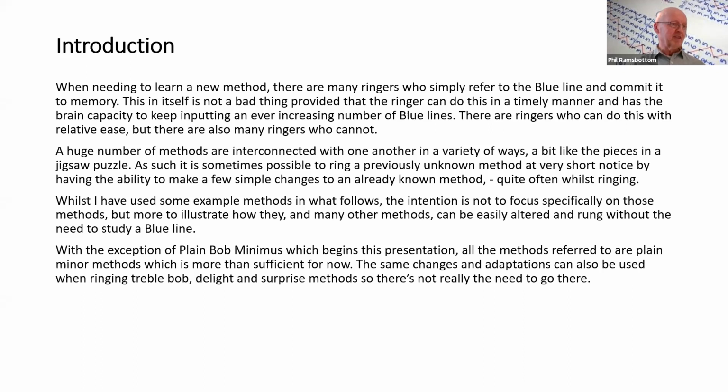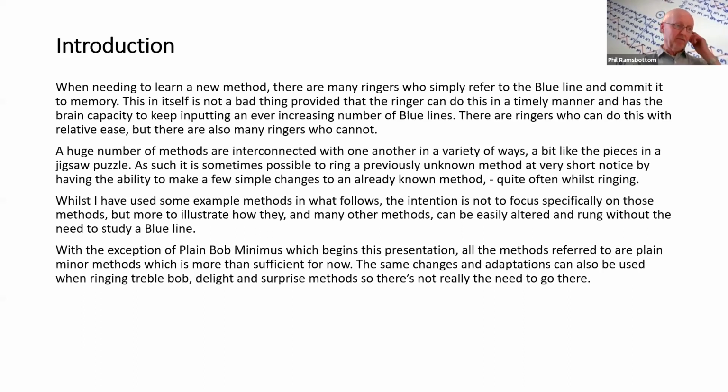A huge number of methods are interconnected with one another in a variety of ways, a bit like the pieces in a jigsaw puzzle. As such, it is sometimes possible to ring a previously unknown method at very short notice by having the ability to make a few simple changes to an already known method, quite often whilst you're actually ringing it. Now, it's worth stressing here that whilst I've used some example methods in what follows, the intention is not to focus specifically on those methods, but I'm using them more to illustrate how they, and many other methods, can be easily altered and rung without the need to study a blue line.